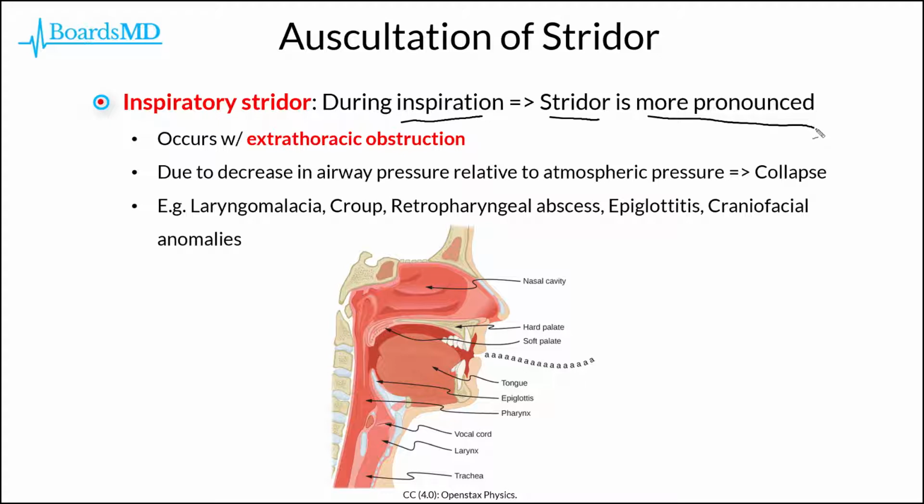Important to note here that this classically is going to occur with an extrathoracic obstruction. The reason for this is that these airways that are outside of the thoracic cavity are going to have a decrease in airway pressure relative to the atmospheric pressure, thus resulting in a collapse of these structures. And therefore, we are much more likely to see inspiratory stridor, or stridor that is more pronounced during the inspiratory phase, in these conditions which involve extrathoracic obstructions, including Laryngomalacia, Croup, Retropharyngeal Abscess, Epiglottitis, and craniofacial anomalies.